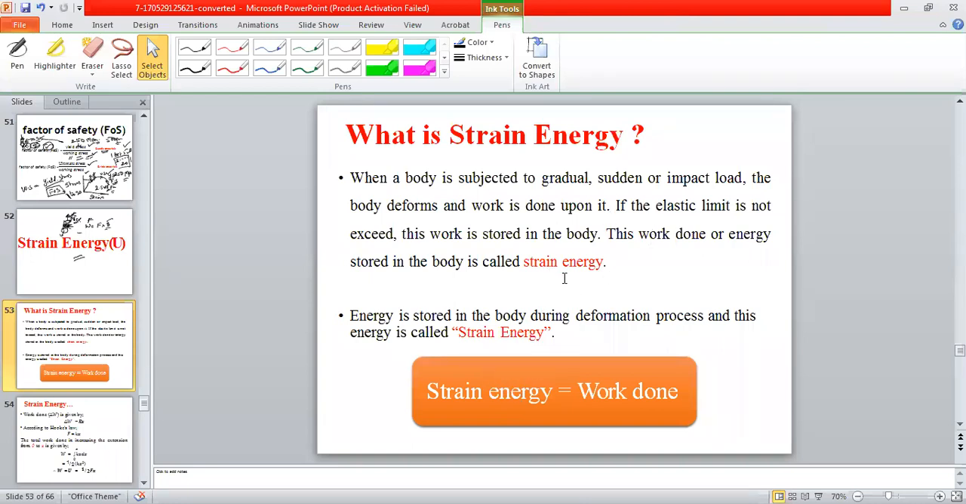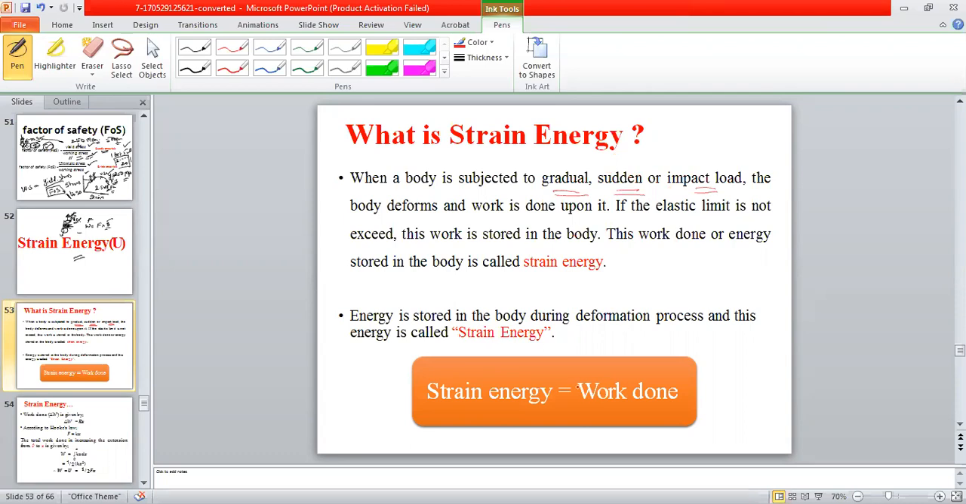Therefore, we need to find out the work done while the external force is applied. Here, 3 types of forces can be applied on the component. Gradually applied load, second one is a suddenly applied load, and third one is impact load. So 3 different loads can be applied on the component so that strains can be developed in that component.